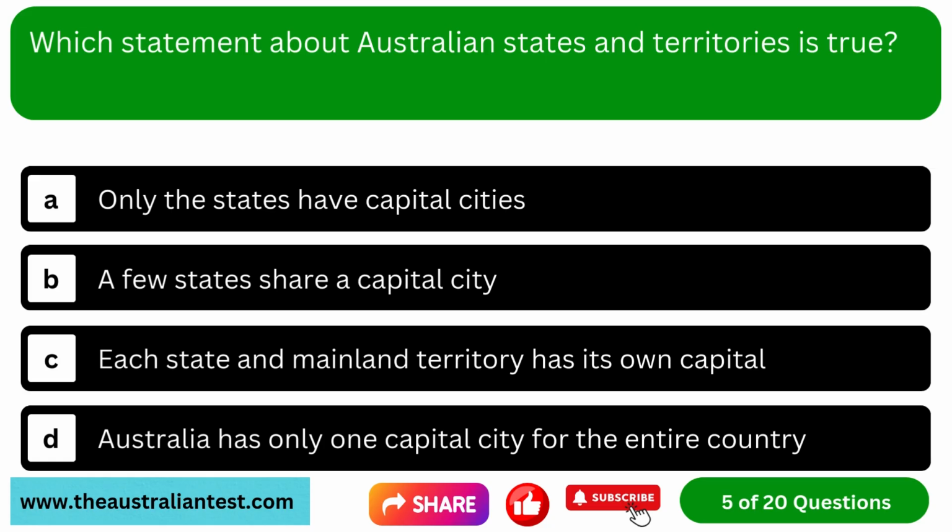Question 5. Which statement about Australian states and territories is true? Option A. Only the states have capital cities. Option B. A few states share a capital city. Option C. Each state and mainland territory has its own capital. Option D. Australia has only one capital city for the entire country.